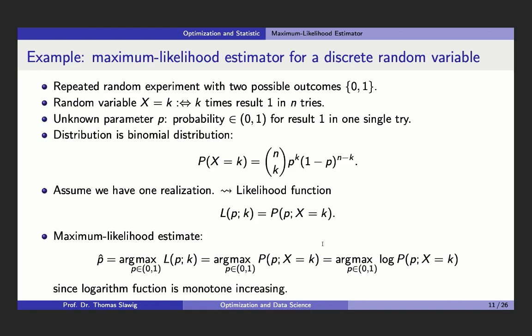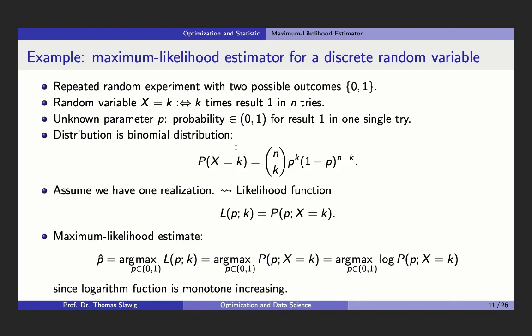So we want to find the unknown parameter p, which is the probability for result 1, let's say, in one single try. We denote the two possible outcomes for simplicity by 0 and 1, like two sides of the coin. For the perfect coin, we would have p equal 1/2, but let's assume we have a not perfect coin and we want to estimate the probability that we get a 1 in one try. The random variable that we consider is how many times we get the result 1 in n tries. So the random variable takes the value k if we have k times the result 1 in n tries. And this is exactly the binomial distribution that we had in the last lecture.